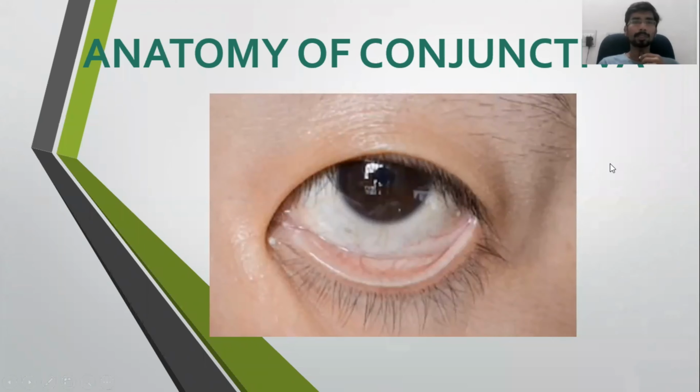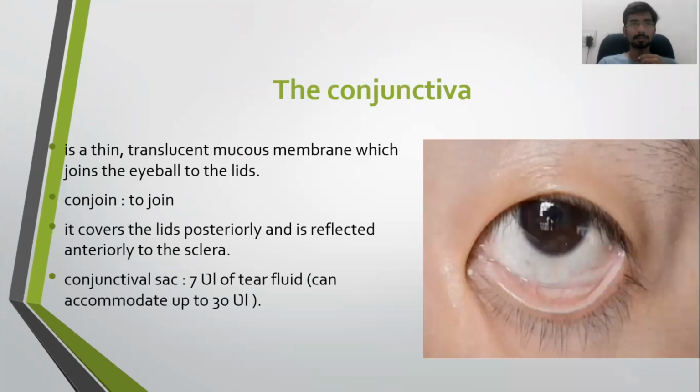In this video, we see about anatomy of conjunctiva. So conjunctiva is a thin translucent mucous membrane which joins the eyeball to the lids. Conjoins means to join. It covers the lid posteriorly and is reflected anteriorly to the sclera. Conjunctival sac has a volume of 7 microliter of tear fluid, can accommodate up to 30 microliter.